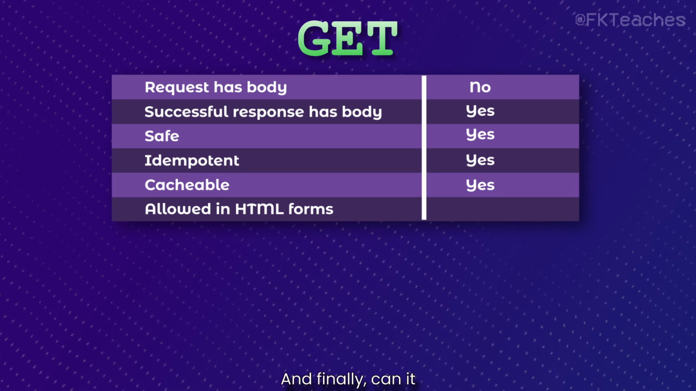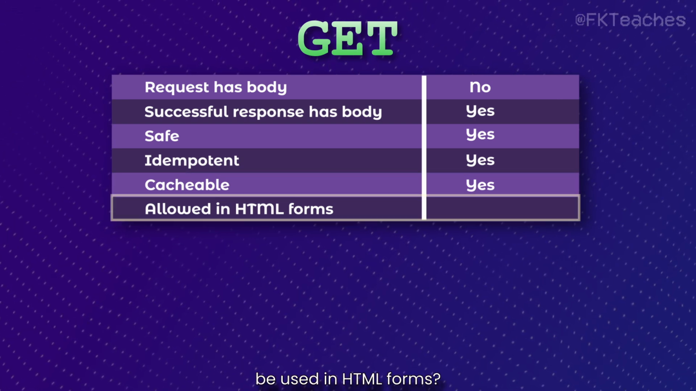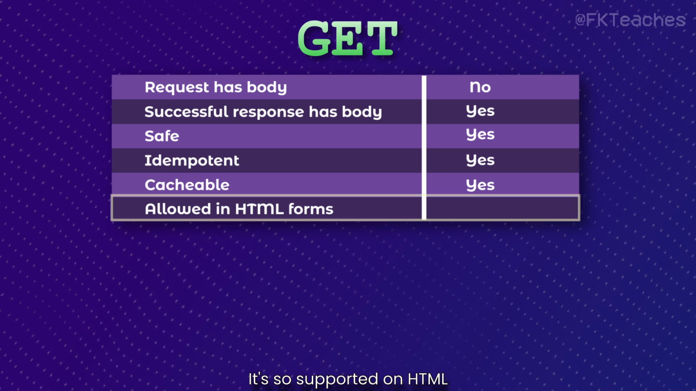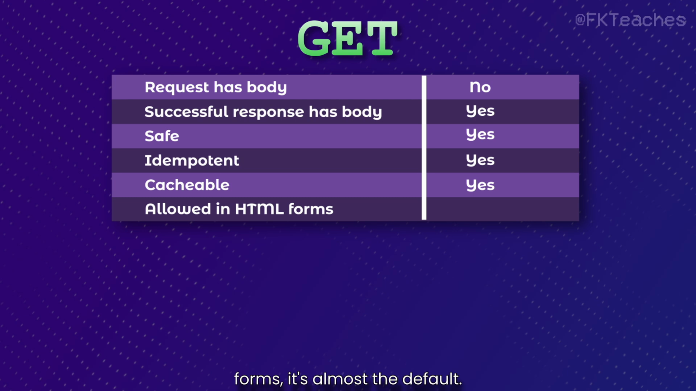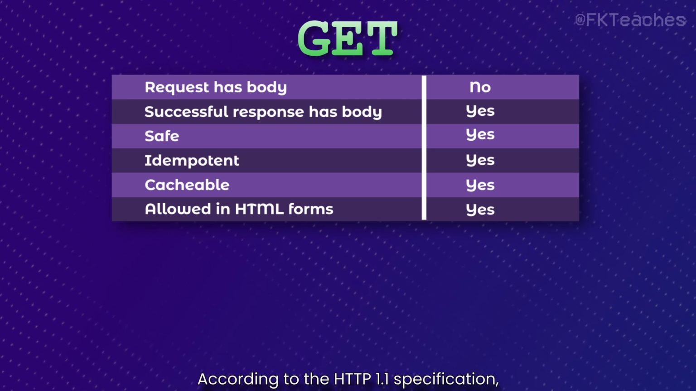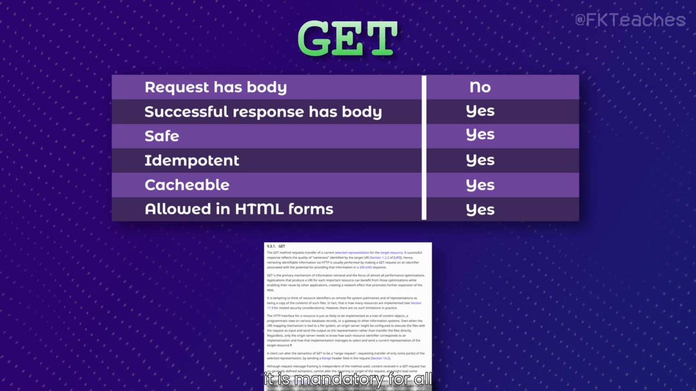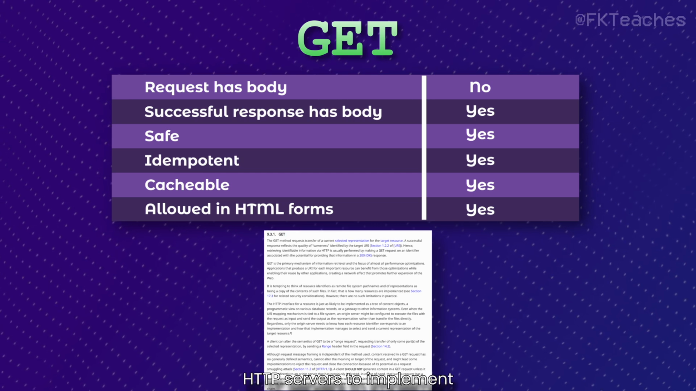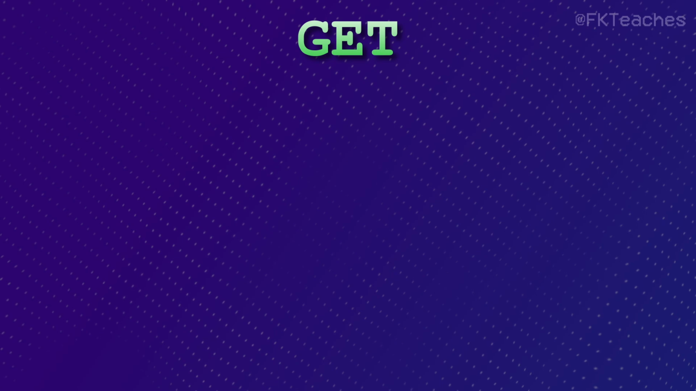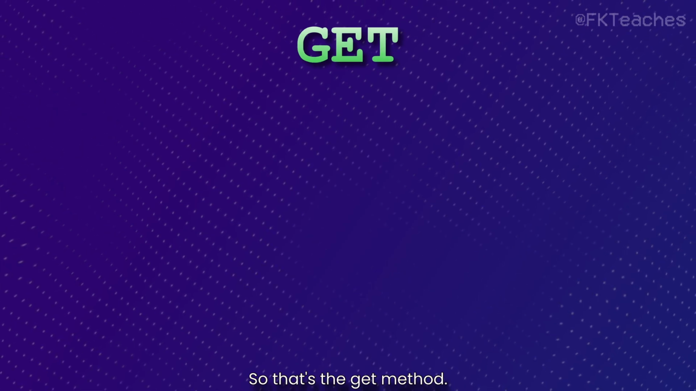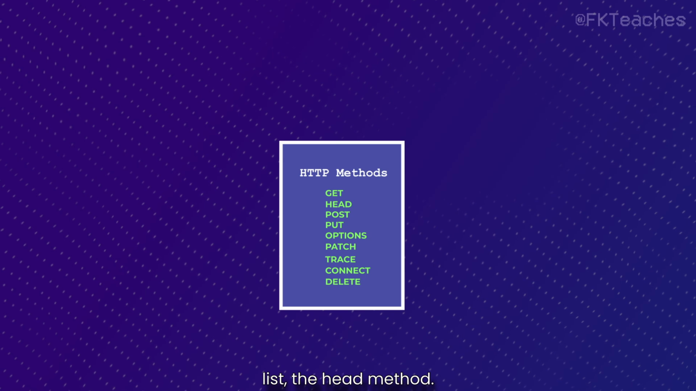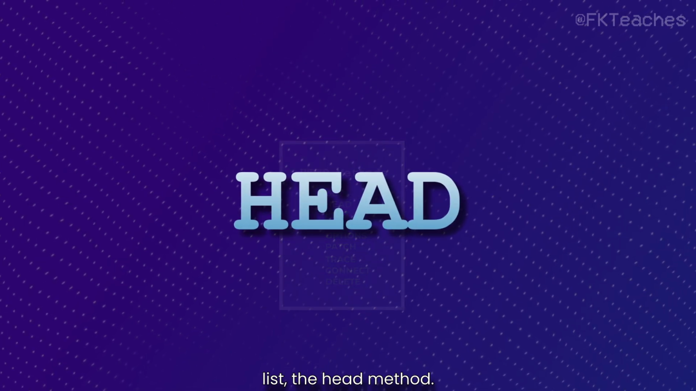And finally, can it be used in HTML forms? 1,000 yeses. It's so supported on HTML forms, it's almost the default. According to the HTTP 1.1 specification, it is mandatory for all HTTP servers to implement the GET method. So, that's the GET method. Now let's move to the next method on the list, the head method.